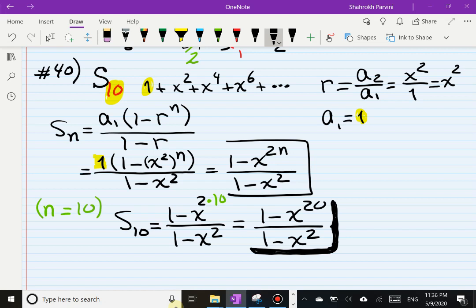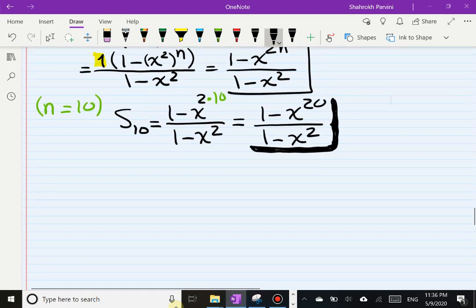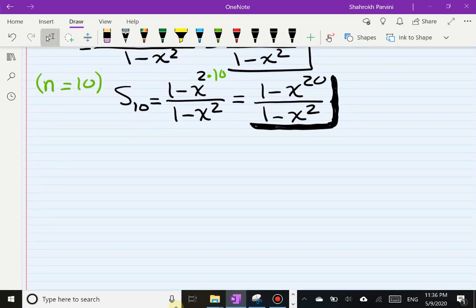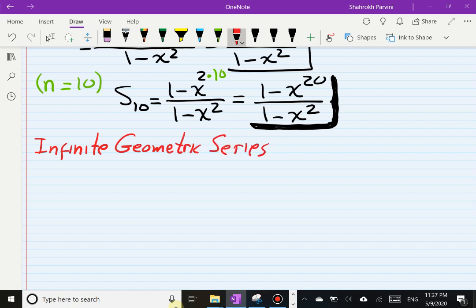Now, let's take a look at infinite geometric series. That's what we want to look at next. So, infinite geometric series. An infinite geometric series is just that. It's a series where there are infinitely many terms in it. So let me give you an example.